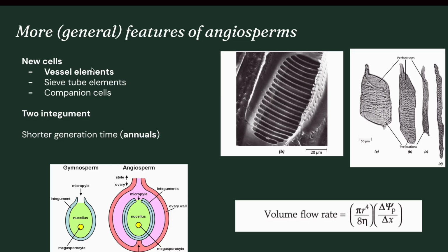A lot of these evolved independently in other plant lineages, and a lot of them are lost in some angiosperms, so it's not perfect. But anyways, the most physiologically relevant one, I think, are some new cells in the vascular tissue, primarily vessel and sieve tube elements.